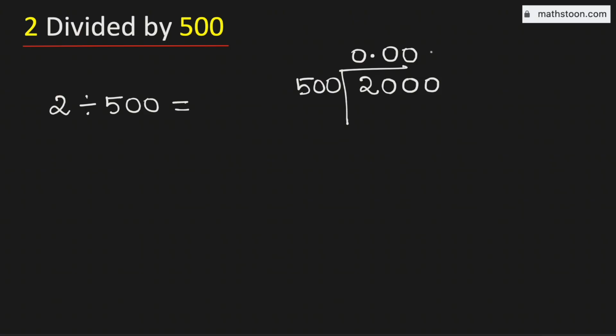Now 500 times 4 is 2000. Subtract, we get 0. As we have got the number 0, so we will stop. Therefore, 2 divided by 500 is equal to 0.004, and this is our final answer.